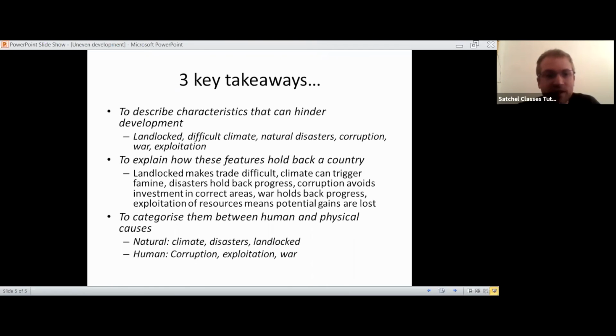Corruption avoids investment of money in the right areas, means money is lost or it goes into the wrong hands, and resources are exploited, which means potential gains the country could have had will be lost. So they'll be further behind. And then we divided them between human and physical. The natural ones were climate, natural disasters, and being landlocked. The human categories were corruption, exploitation, and war.